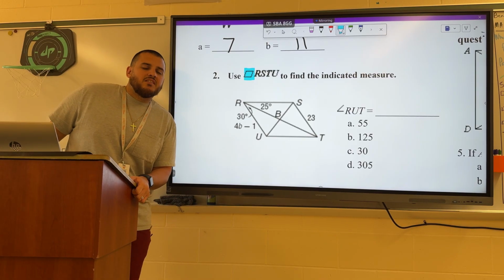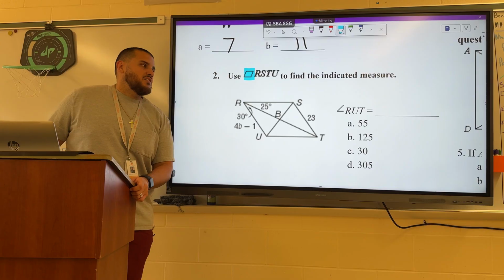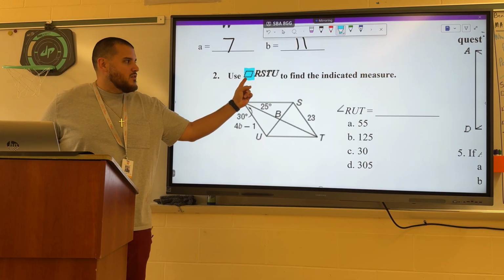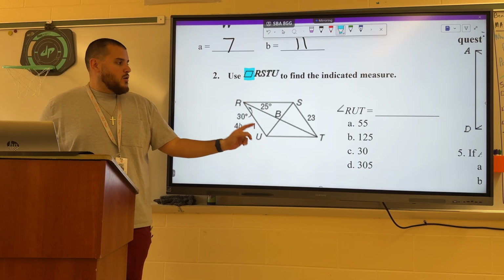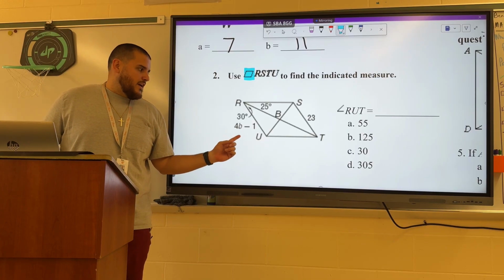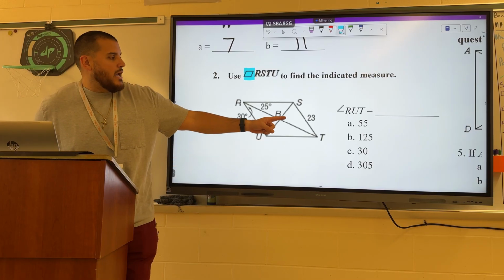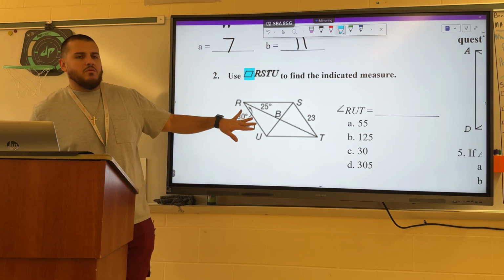I didn't mention this in any of my lessons for Unit 7, but there's actually a symbol for a parallelogram, which is a little block there in front of our STU. So we're told this is a parallelogram. We're going to find the indicated measure of angle RUT. So we're going to ignore the B that's here in the figure.